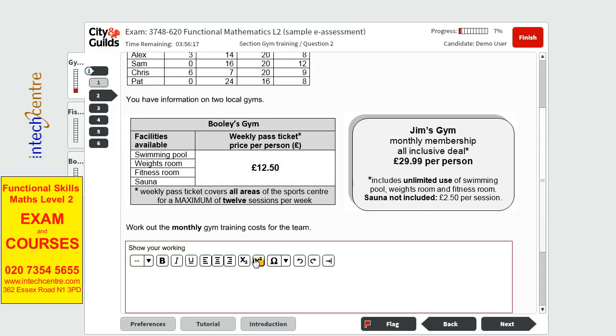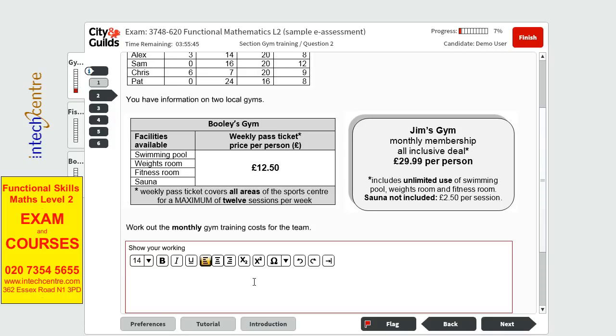And they are saying that the weekly pass ticket price per person is $12.50, and it covers all areas of the sports center for a maximum of 12 sessions per week. Jim's Gym monthly membership includes a non-inclusive deal, $29.99 per person. It includes unlimited use of a swimming pool, weights room and fitness room. Sauna is not included, and that will be £2.50 per session.